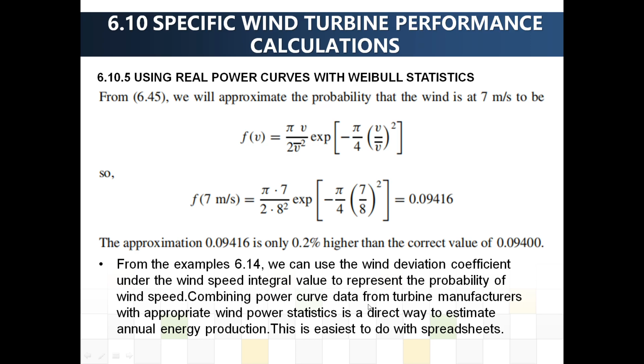Combining power curve data from turbine manufacturers with appropriate wind power statistics is a direct way to estimate annual energy production. This is the easiest way to do with a spreadsheet.